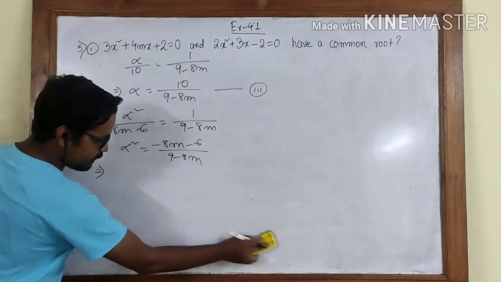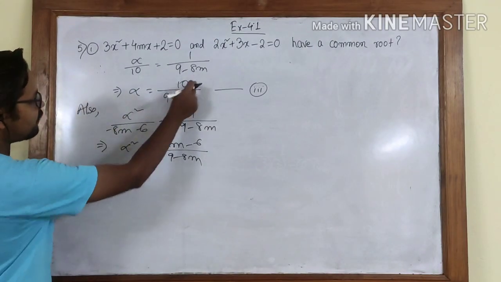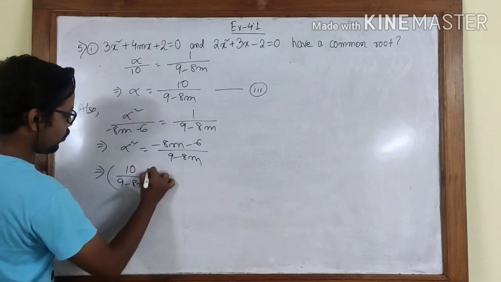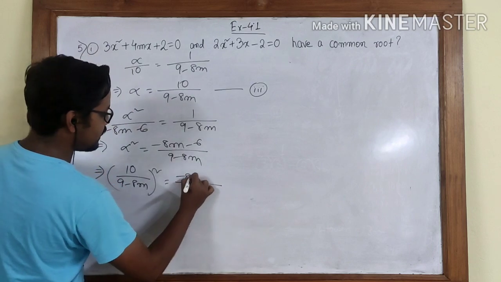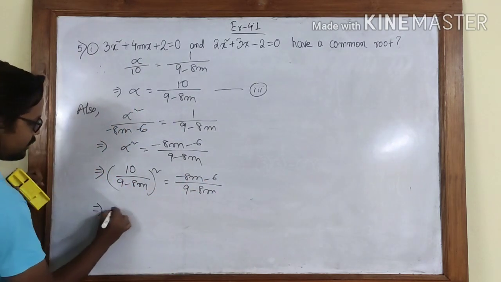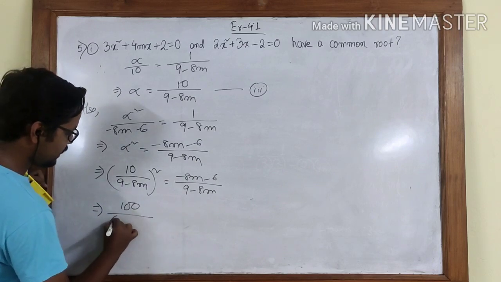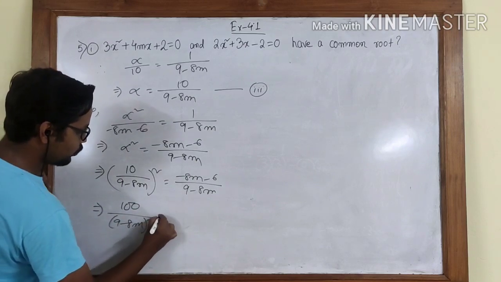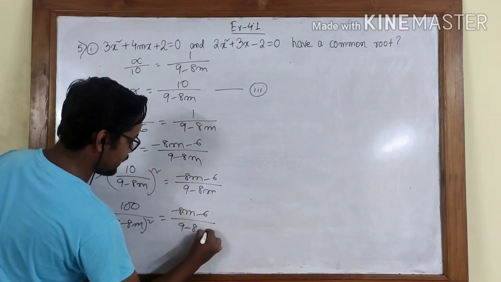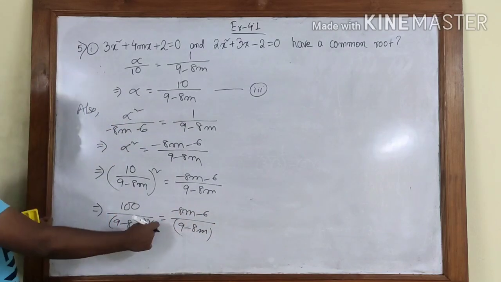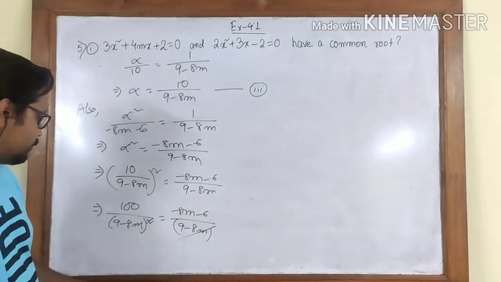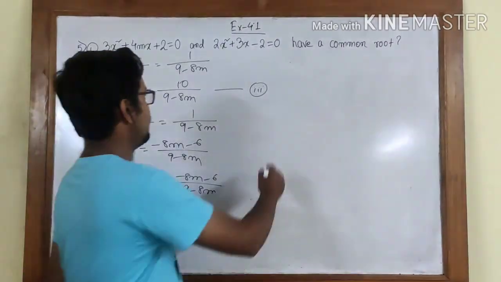Okay, let me erase this part. So what do I have? Alpha is 10 by 9 minus 8m. So it will be 10 by 9 minus 8m whole squared is equal to minus 8m minus 6 by 9 minus 8m. It will be 10 squared is 100, and it will be 9 minus 8m whole squared. Here it will be minus 8m minus 6 by 9 minus 8m. So here we have 9 minus 8m squared, and here we have 9 minus 8m. So one of the 9 minus 8m will be cancelled, so the square cancels with this.